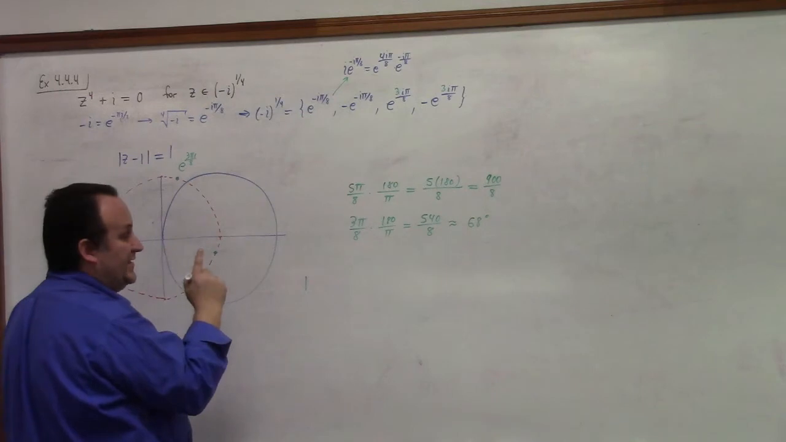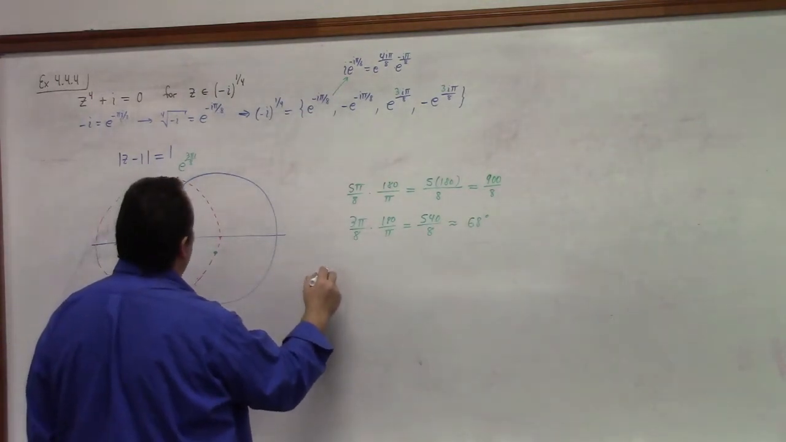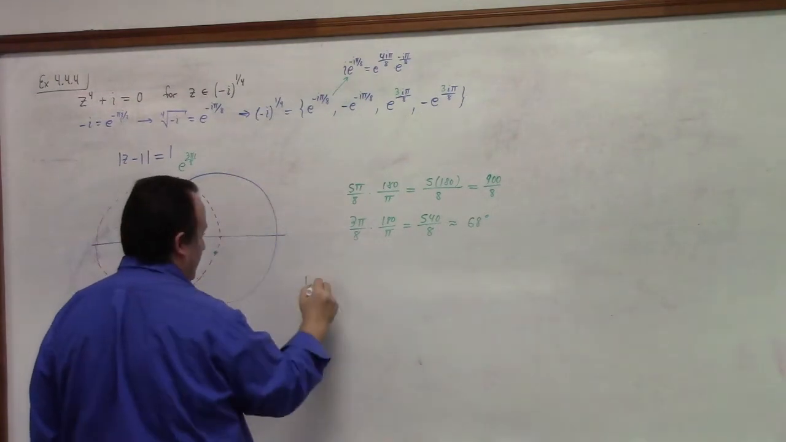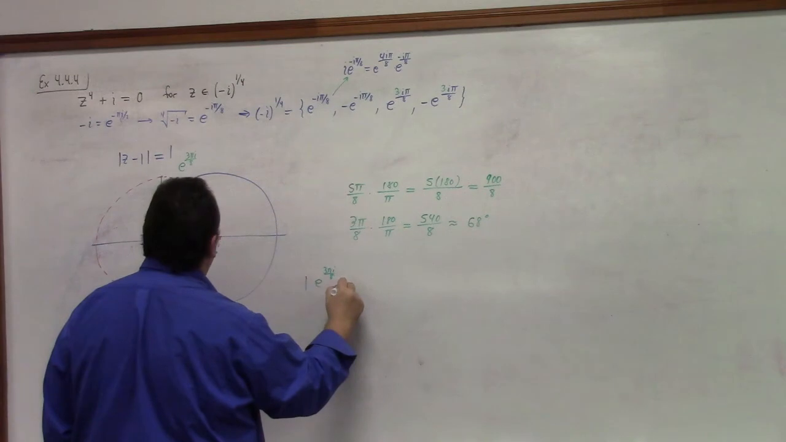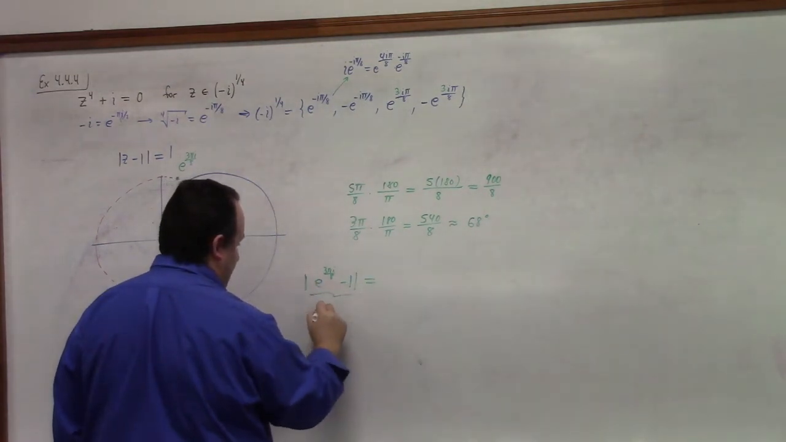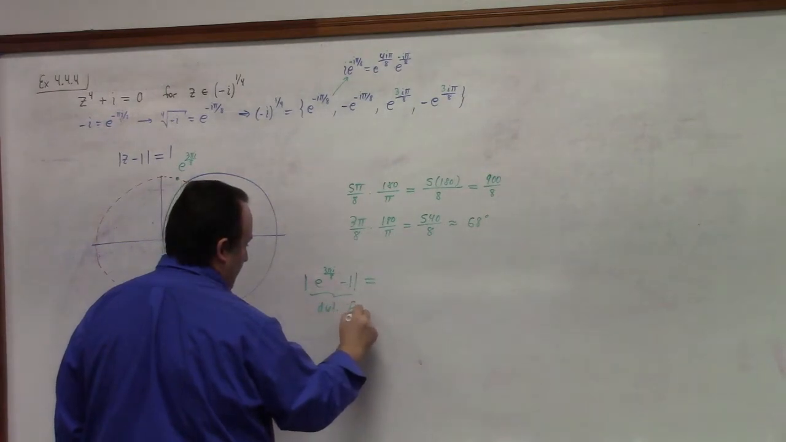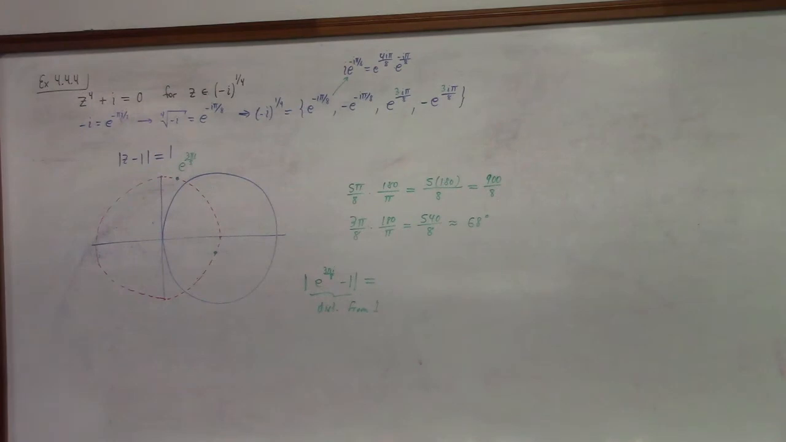Oh, but you can be lazier than that. See, what you can do is take here 3 pi i over 8, and then subtract 1 from it, and you calculate the modulus of that. This gives you the distance from 1. So if that distance is less than 1, it's inside the circle. If it's greater than 1, it's outside the circle. So what does that look like?